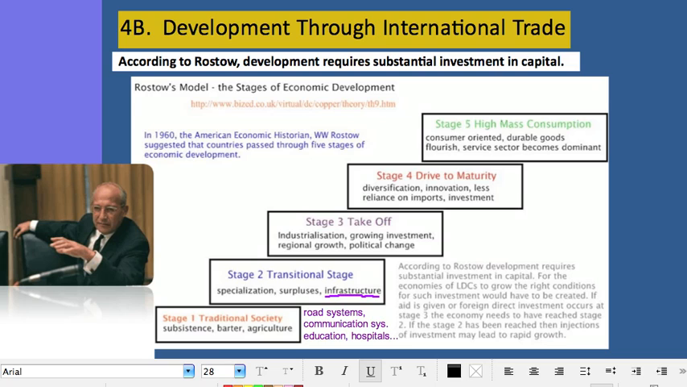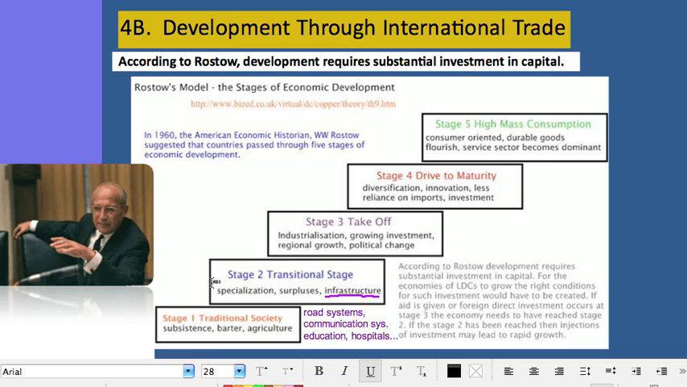This is based on Walter Rostow. You can see a picture of him here, who was an American economic historian, and he said that this happens in 5 stages. So stage 1, you can see down here, is a traditional society. There's subsistence agriculture, barter, where there's no money, they're just trading goods and services with each other. This is not a developed country at all. There's no development, just subsistence.